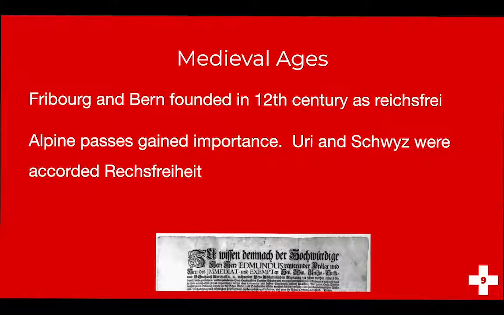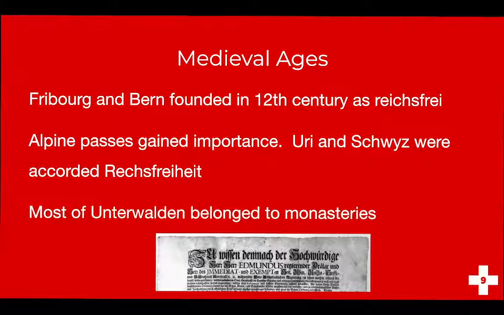And so Alpine passes were also getting very important, especially the St. Gotthard Pass, which is probably one of the most useful trade routes between Italy and, through the Alps, the rest of Europe. These Alpine passes were very important, and the Holy Roman Emperor wanted to make sure they were under his control directly. And so this is why he granted these two regions, or cantons today, Uri and Schwyz, Reichsfreiheit. He basically said, okay, complete imperial immediacy. You don't answer to anyone other than the Holy Roman Emperor either.